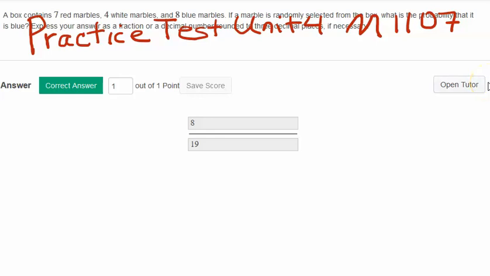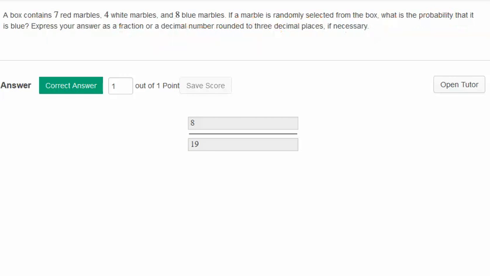This will be a practice test on Unit 4 for our Math 1107. And as we look at these, keep in mind, pause, read it, work it on your own, and then check out the protocol to get the answer.